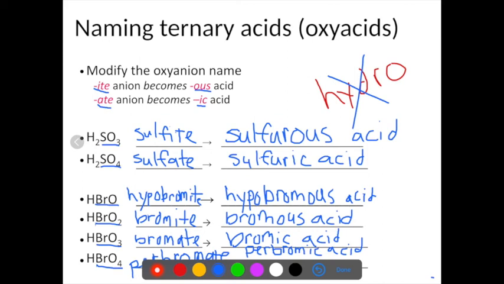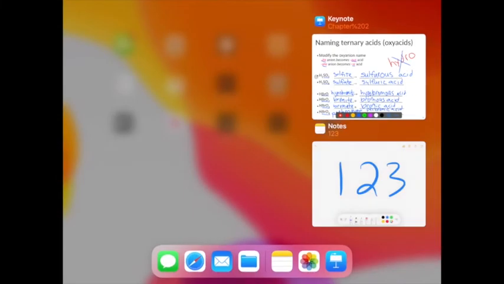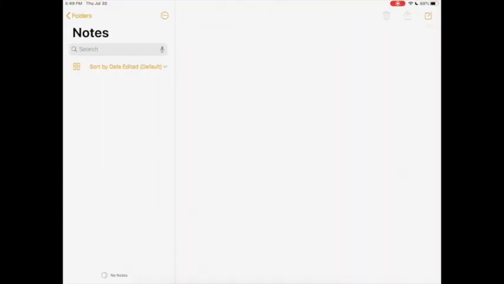Okay, so the last part of your worksheet is 64 through 70 and 74 through 80. So these will be ternary acids. I just want to go do one, from the name to the formula, because we just did formula to the name just now. So let's do nitric acid. We'll do number 74.